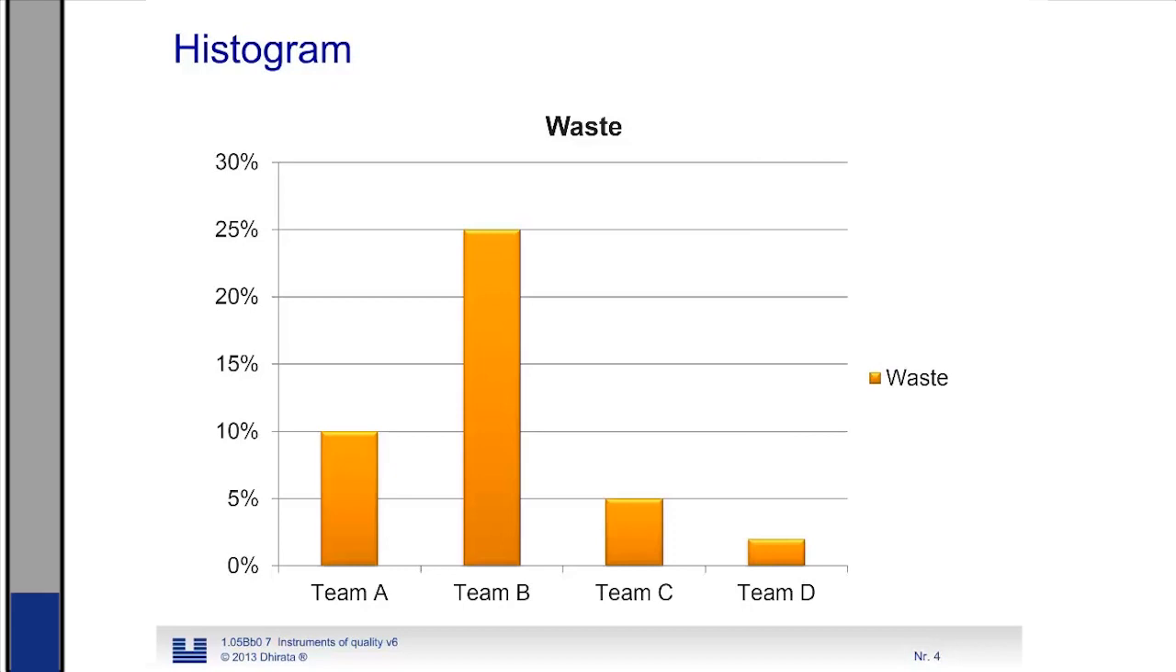Similar to the previous instrument is the so-called histogram. Here, the height of the bar displays how many times something has happened. As you see, it gives you the same information as the check sheet. The only difference is that this is a graphical image.